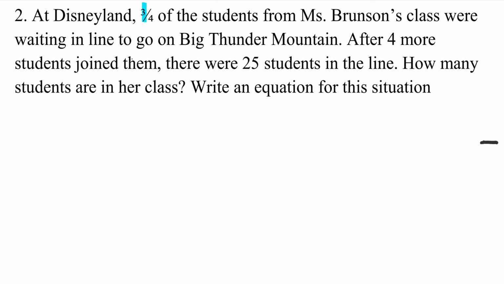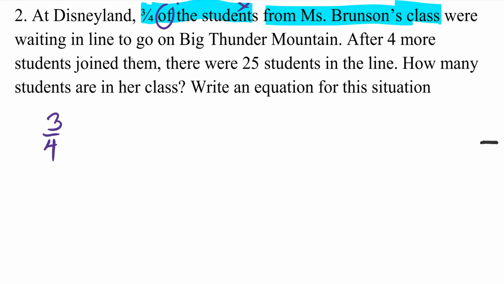Well, 3/4 of the students in Miss Brunson's class. I don't know how many students are in Miss Brunson's class. So since we don't know how many students that is, we're going to use X for the number of students. So that's going to say, of means to multiply. So we're going to say 3/4 of the students from Miss Brunson's class, X, is waiting in line to go on Big Thunder Mountain.